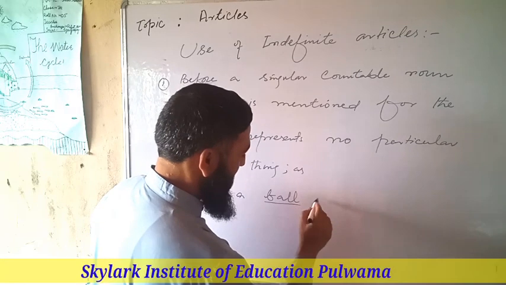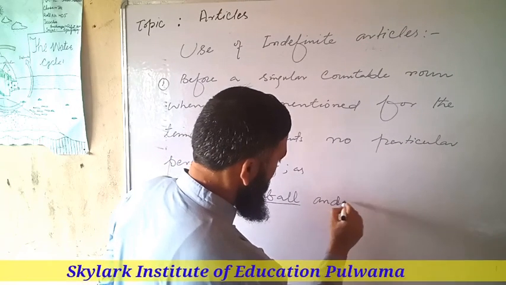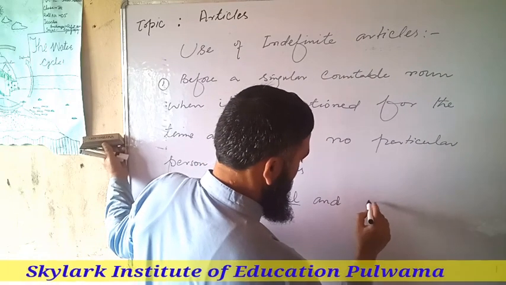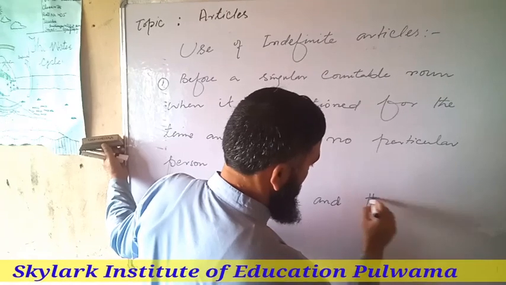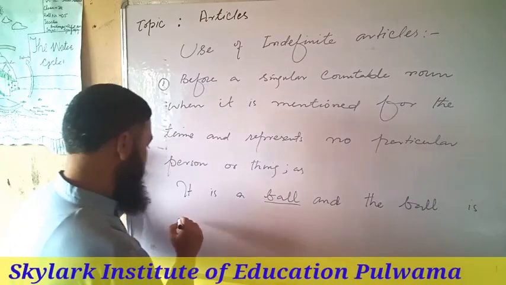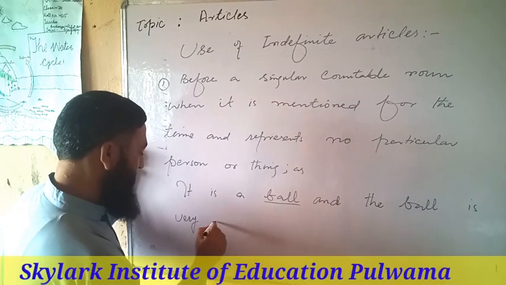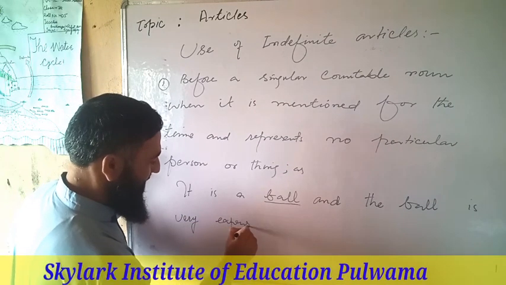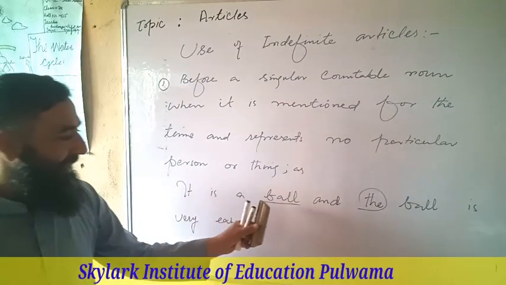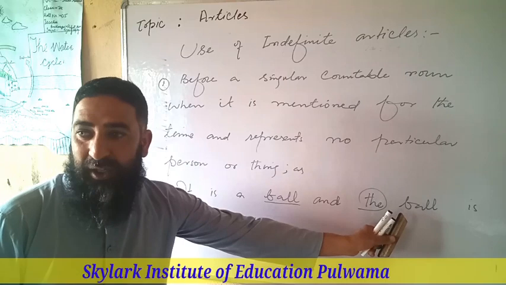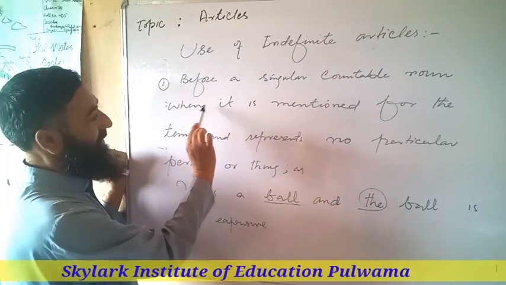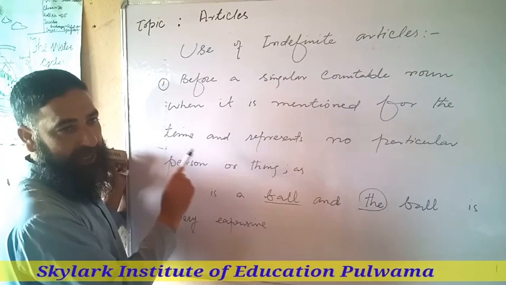For example, this is a ball and the ball is very expensive. See, you have mentioned the same noun next time, so you will use the definite article there. So this is what I have written here, when it is mentioned for the first time.